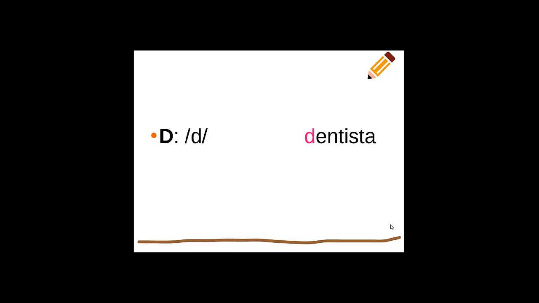What is the alveolar ridge? You may be wondering. The alveolar ridge is the little mountain we have behind our teeth. So a word like dentista, you will say dentist. Can you notice the difference?